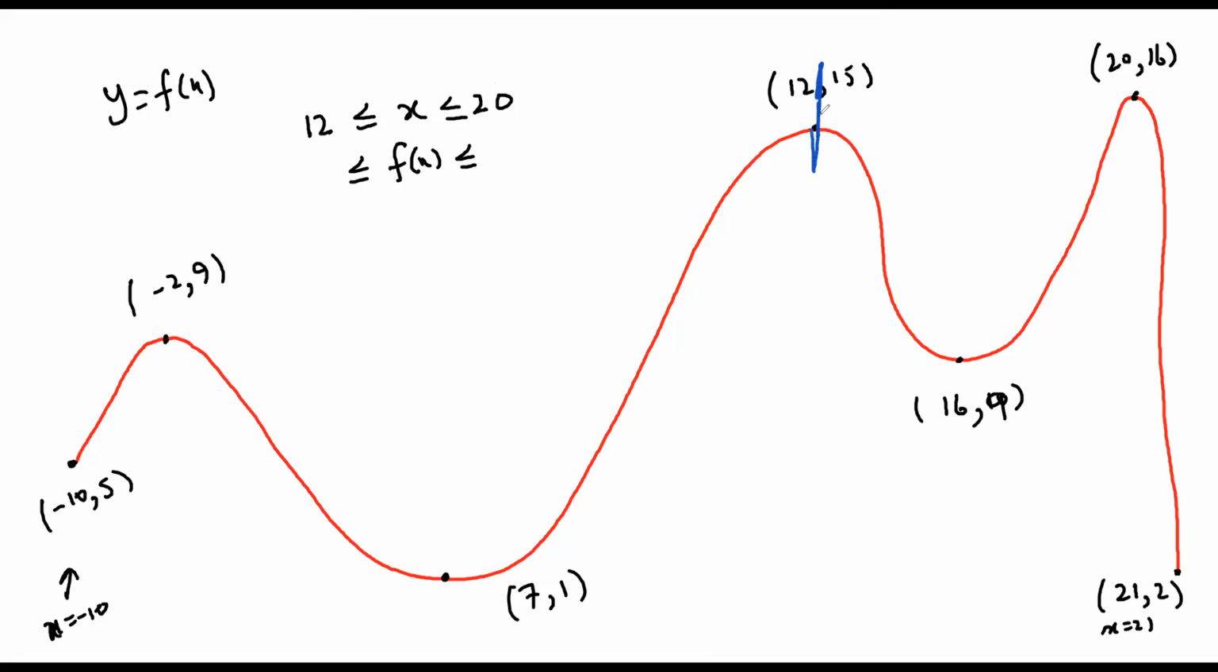A student asks: Sir, wouldn't 2 and 16 be the range, from 12 to 20? Oh, okay, look at 20, I thought 21. Sorry. The least value of y is 9 over here, and the maximum value of y is 16 over here. So that is why this is going to be 9 to 16.